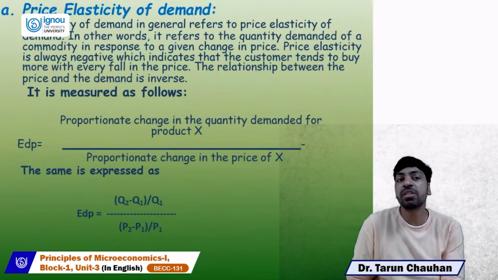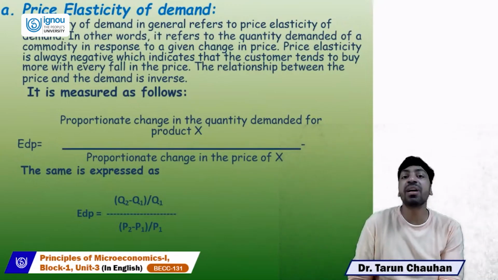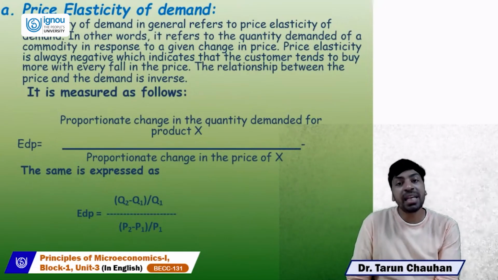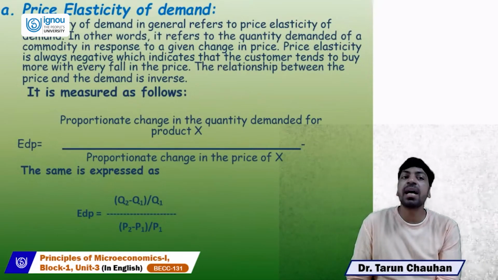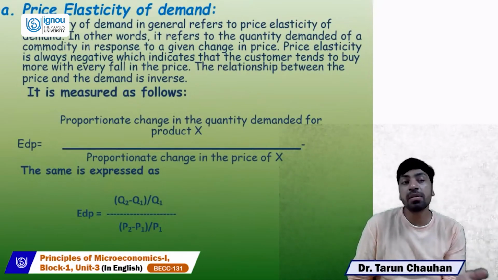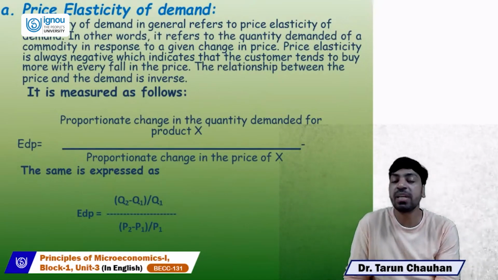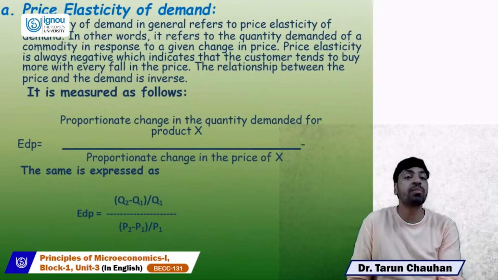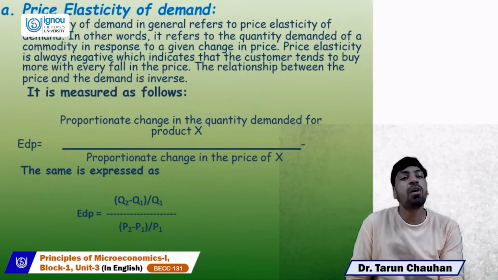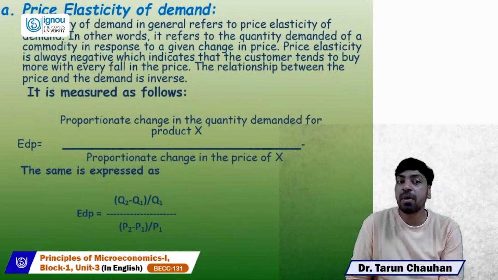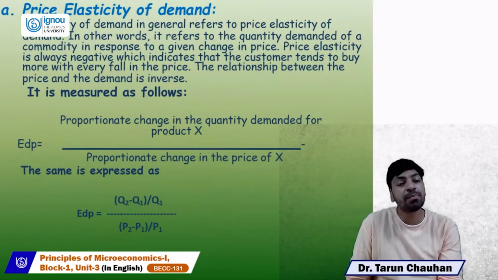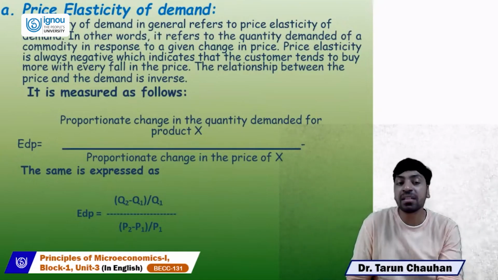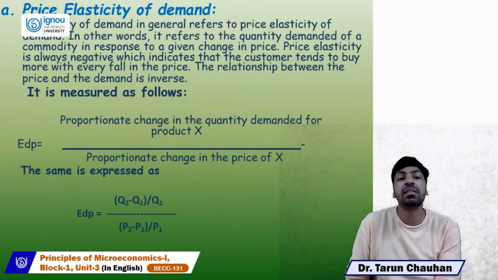In other words, we could define price elasticity of demand as the change in the quantity demanded of a commodity in response to a change in prices. Price elasticity of demand could be positive as well as negative. The researcher cannot assume that the price elasticity would always be negative or always be positive. It depends upon the type of product, the situation, and the factors which influence the demand.